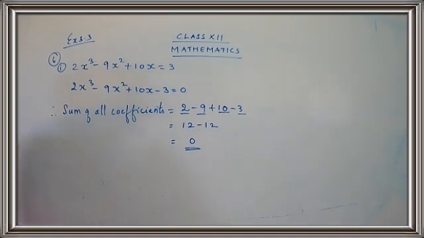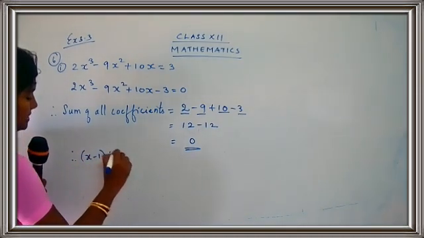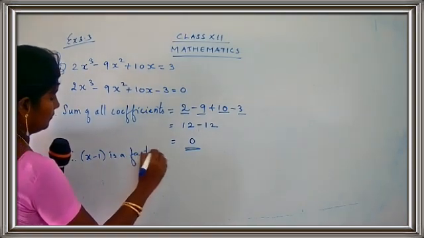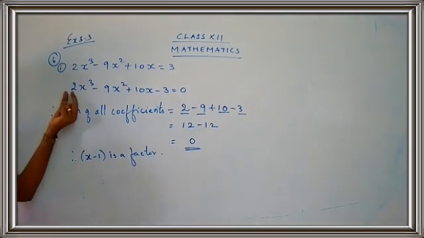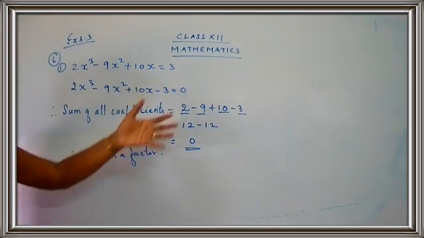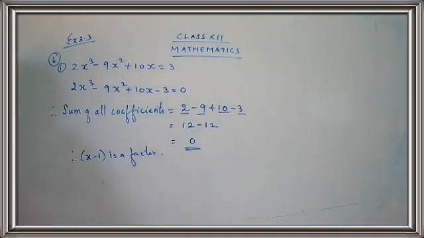Since the sum of all the coefficients is 0, what is the factor, children? What was the point I have given you? X minus 1 is a factor. So write down the step there. Therefore, x minus 1 is a factor. Clear? So I added 2 minus 9 plus 10 minus 3, and I got the answer 0. So I say that x minus 1 is a factor.